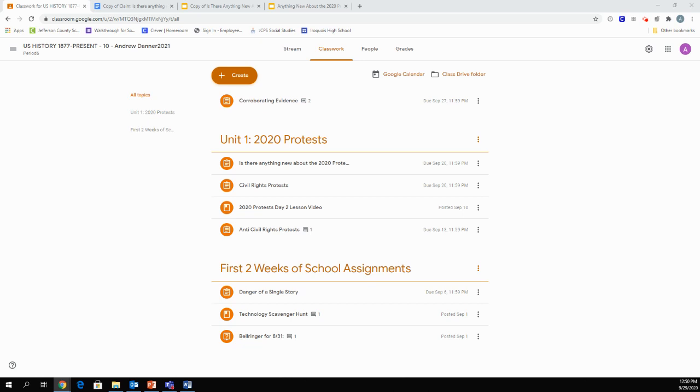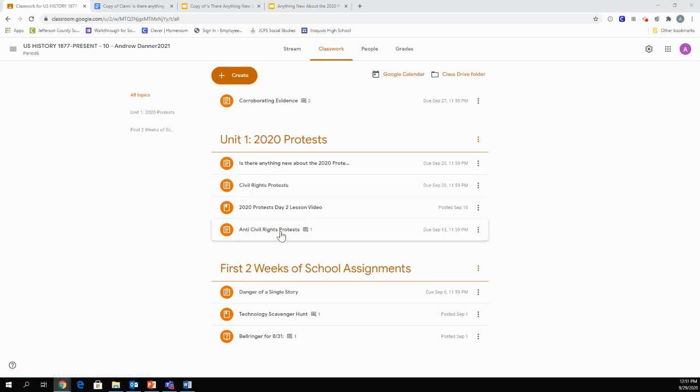So what you want to do, and I'm sharing my screen right now. You can see up here is all of our classwork. And the thing that you need to focus on is this Unit 1 2020 protests. That's all the classwork we need to do.